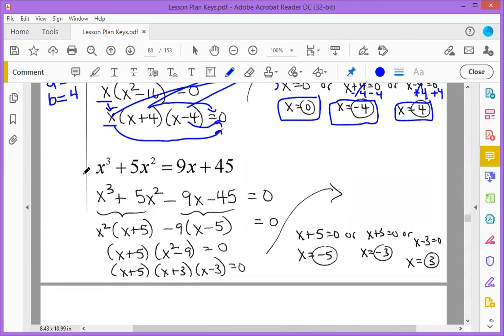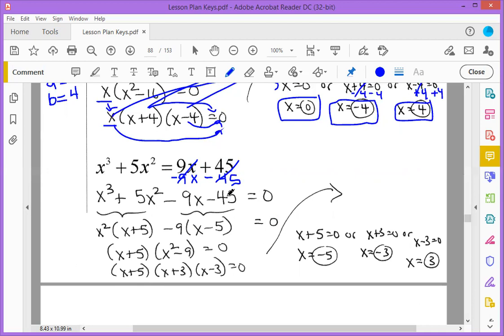Similarly, in the next example, we have x cubed again, plus 5x squared, and it equals 9x plus 45. So we're going to combine these like terms first. Combine the terms to the left side. We want to collect all the terms on the left. So we're subtracting 9x from both sides and subtracting 45. When we do that, the 9x and 45 are going to cancel on the right side, leaving us with 0. Now on the left side of this equation, we have x cubed plus 5x squared minus 9x minus 45.